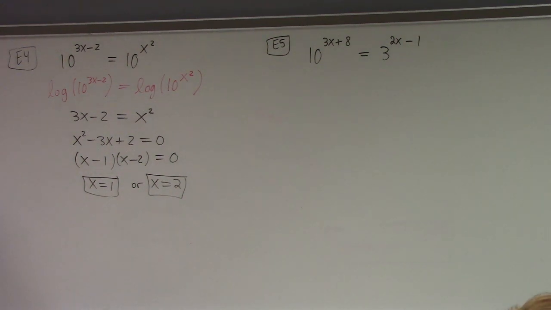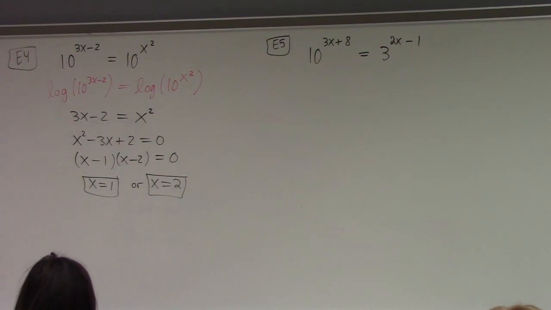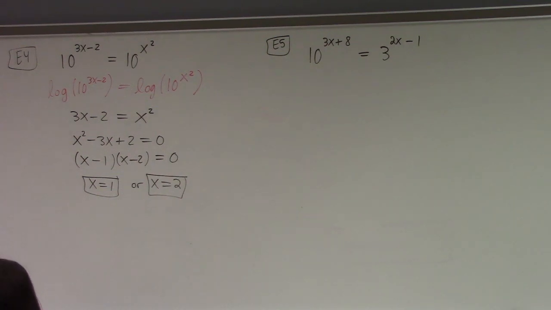If I take the log base 10 of both sides, that makes the left-hand side nice, but it makes the right-hand side ugly. If I take the log base 3 of both sides, it makes the right-hand side nice, but it makes the left-hand side ugly. So to make both sides ugly, I'm going to do something different. I'm going to take the natural log of both sides. The reason I'm going to do that is because if you look at your calculator, you've got a nice big natural log button on there you can use.